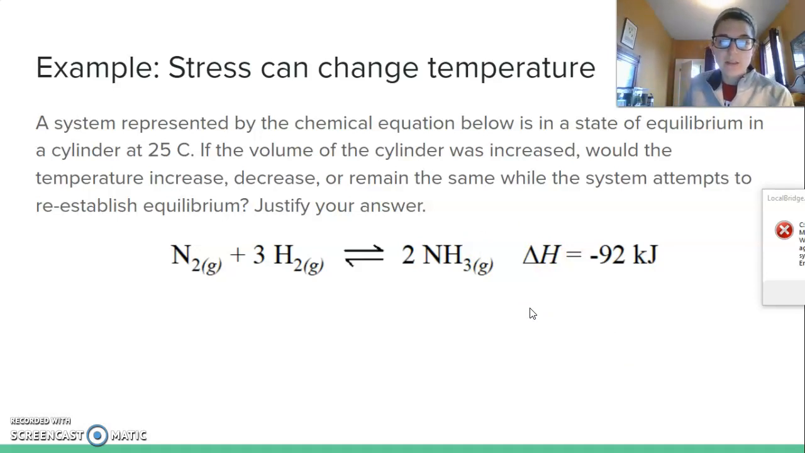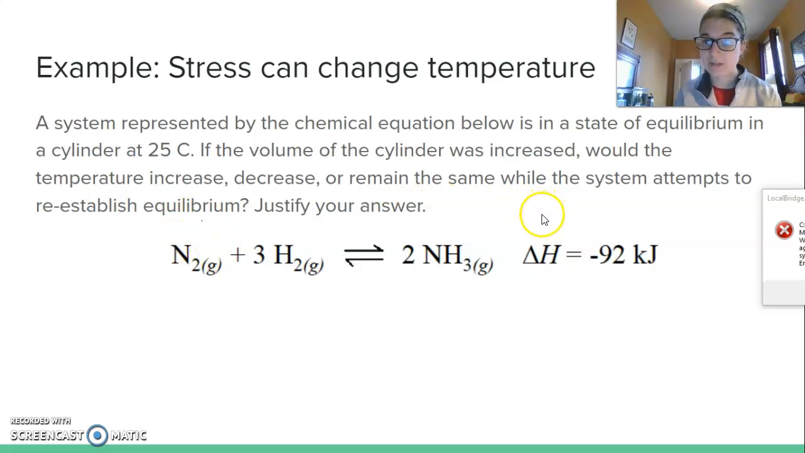If we increase the volume, what does that mean in terms of pressure? If we increase the volume, that means pressure is decreased. And remember when we talked about stresses, that means the reaction is going to proceed to the side with more moles of gas particles to balance out that pressure change. So which side has more particles, the reactants or the products? Looking at coefficients, the reactant side has 4 moles of gas, whereas the product side only has 2 moles. So since the pressure decreased, I would expect the reaction to proceed in the reverse direction, which would then change the delta H.